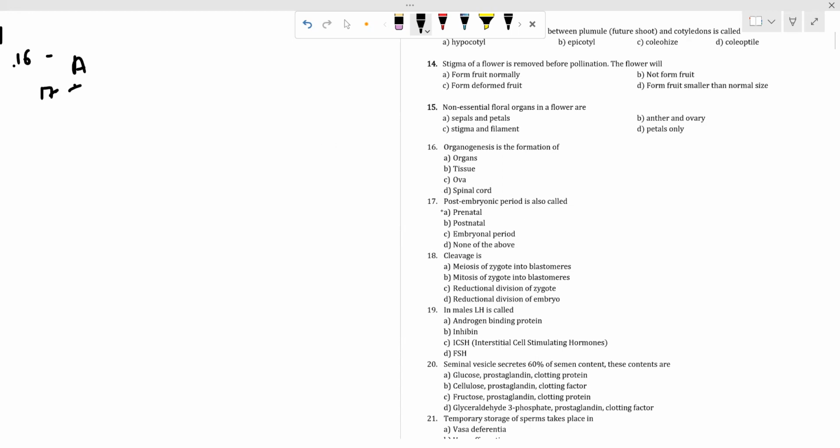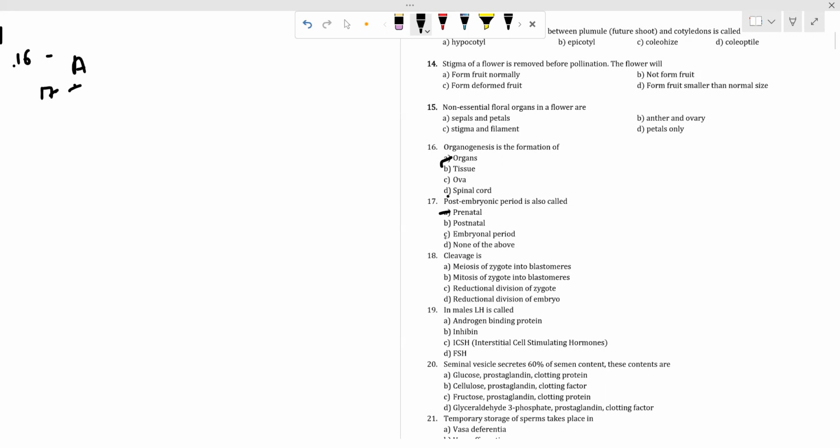What is the question? Post-embryonic period is also called. What is the post-embryonic period? It means after the embryo is developed, we call it prenatal. After the embryo is formed, it is called prenatal. The option is A.